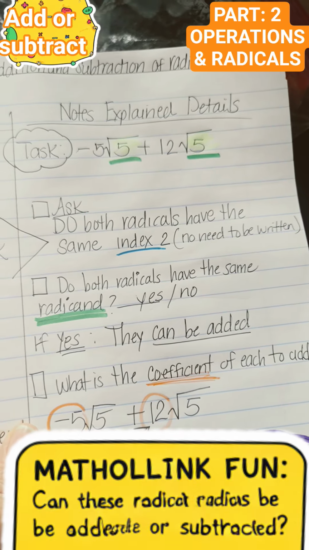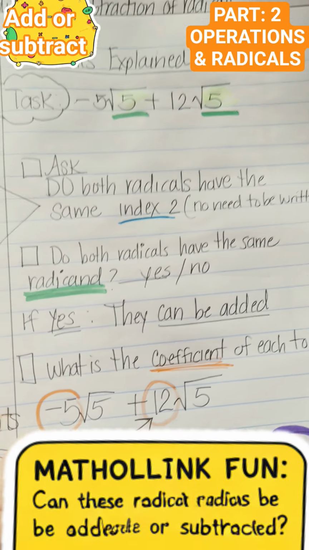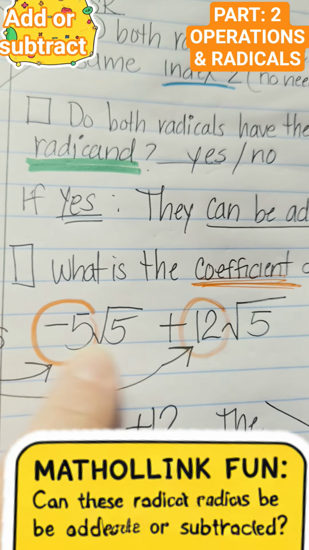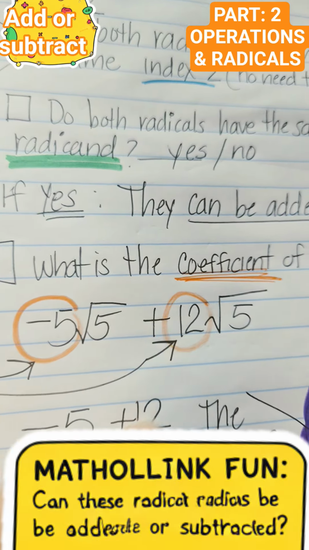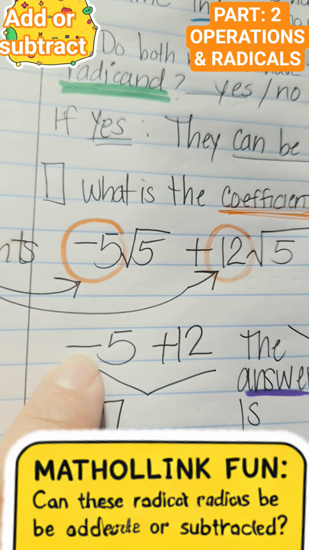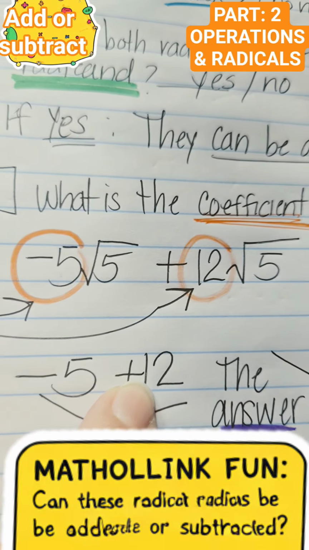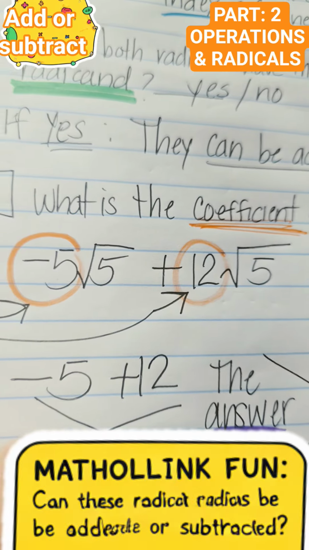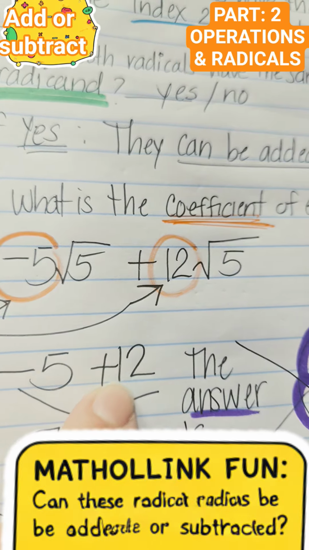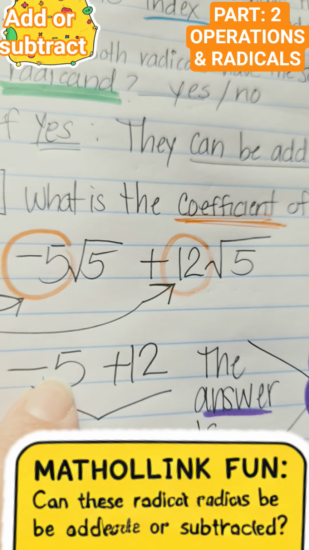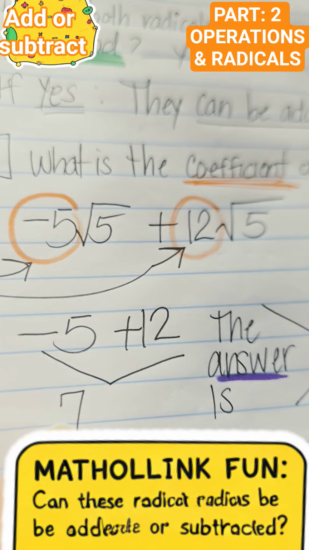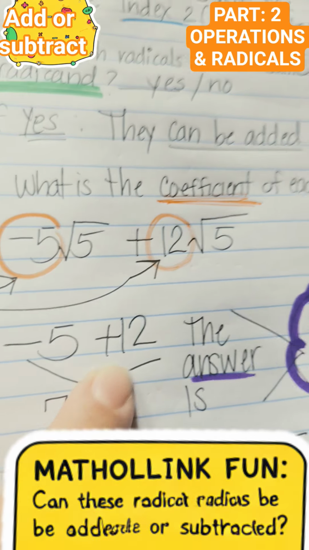What is the coefficient of each to add? So we can see in the example right here, this is the coefficient. We have -5, and then we have here plus 12. So we're going to take the -5 plus 12, and basically when we have negative numbers and positive numbers, it's like grouping zero pairs, and so we can group up to 5 negatives and positives, and that means we are left with +7, because 5 plus 7 equals 12.